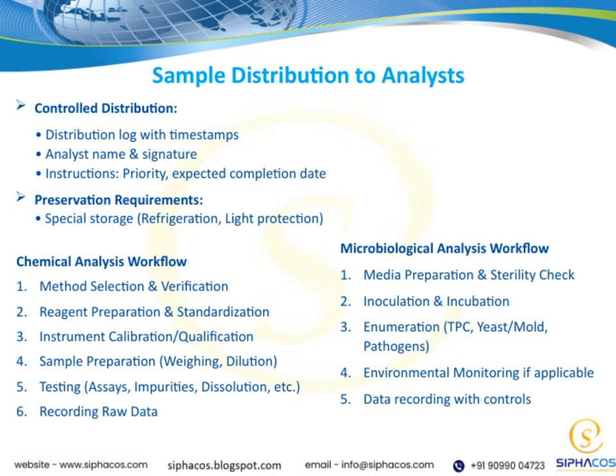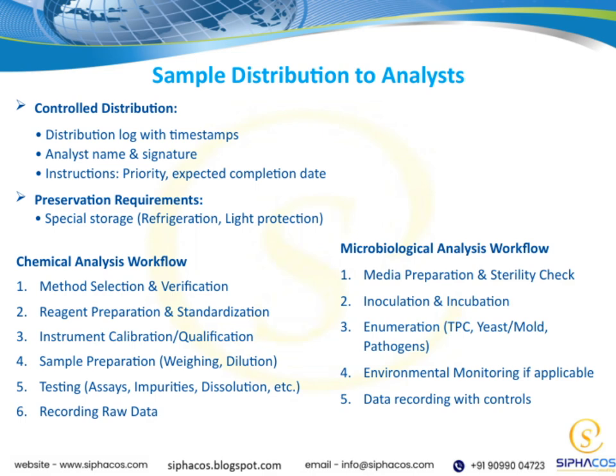Switching gears to chemical analysis, we begin with method selection and verification, ensuring our testing methods are suitable and reliable. Reagent preparation and standardization follow, which guarantees consistency in our assays. Instrument calibration and qualification are vital steps to maintain accuracy and precision. Sample preparation involves weighing and diluting samples properly to prepare them for testing. Then, we perform various tests, such as assays for active ingredients, impurity analysis, and dissolution testing.